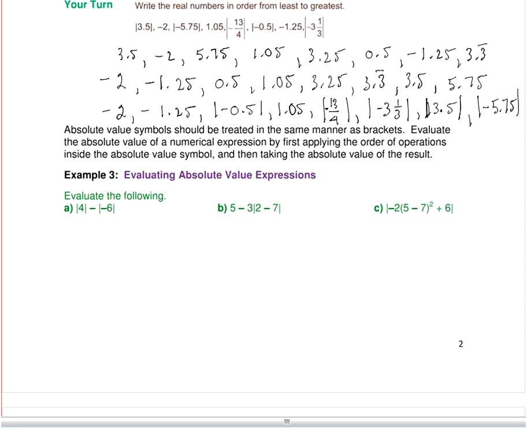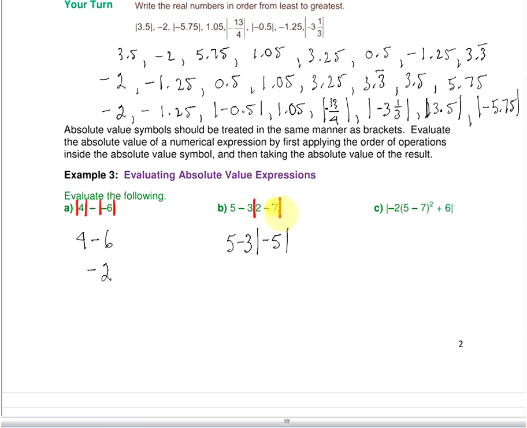Okay, so think of these as brackets, even though they're your absolute value symbol. You're going to evaluate there first. So the absolute value of 4 is 4 minus the absolute value of negative 6, which is positive 6. So you can write 6, and then 4 minus 6 is negative 2. Okay, on B, think of this as brackets. All right, and then you're going to go 5 minus 3, absolute value, and 2 minus 7 is negative 5, absolute value.